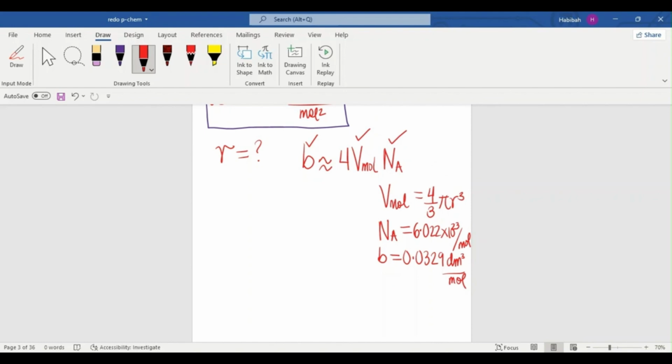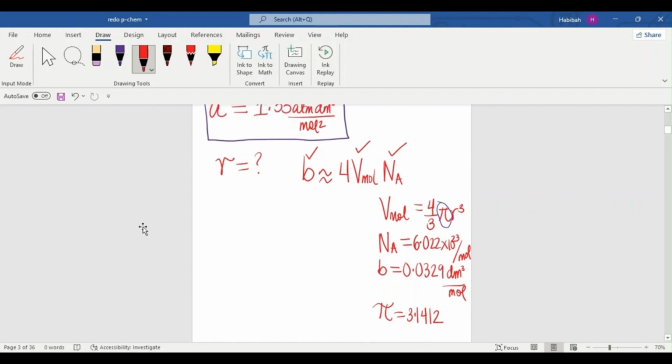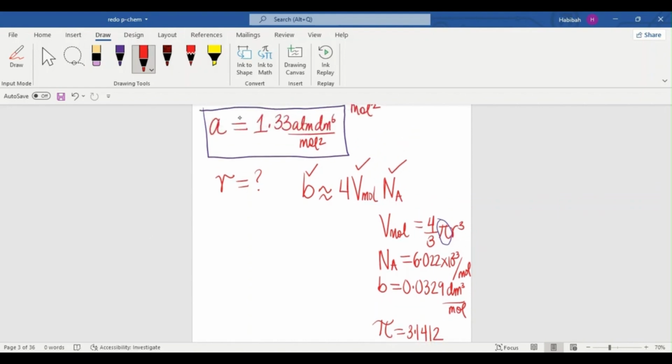We also have to remember that here we have pi. We have to use the value for pi. And the value for pi that we're going to be using is simply pi equal to 3.1412. So now that we've gotten all of that information, we just simply substitute. So let me separate this. So you have B like this for V molecule Na.